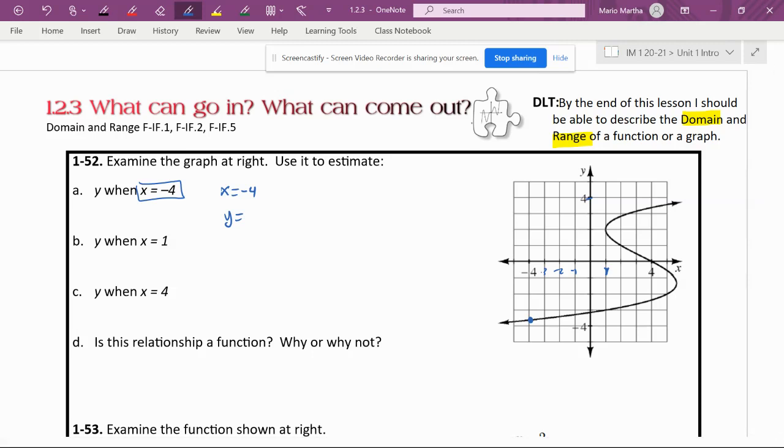In this case, we can assume it's approximately negative 3.7. Those squiggly lines right there mean approximately. When you see those squiggly lines, it's an estimation of the value, not the exact value. All right. Then let's see what happens when x equals +1.